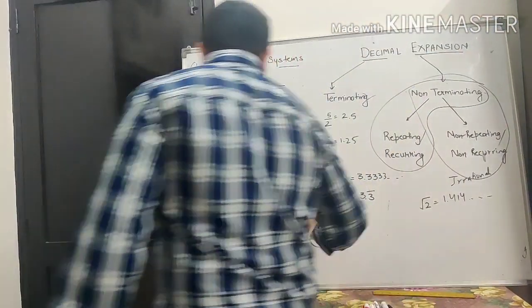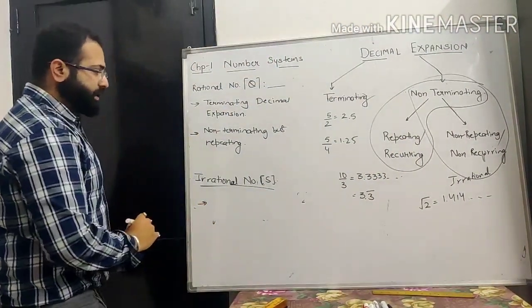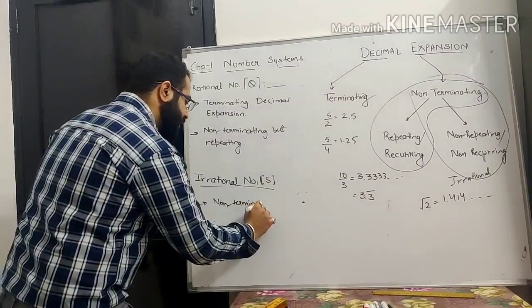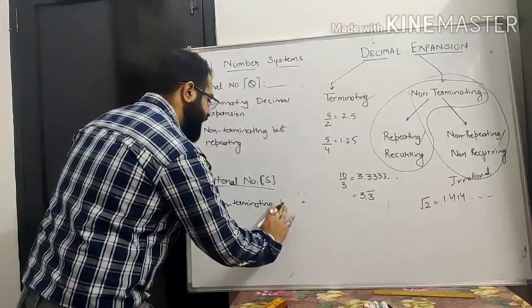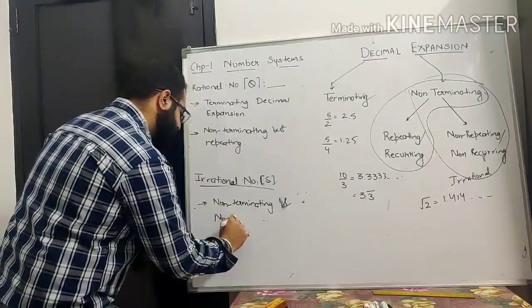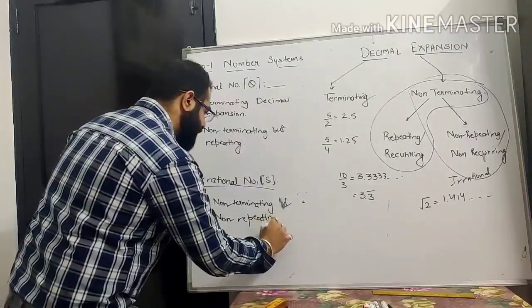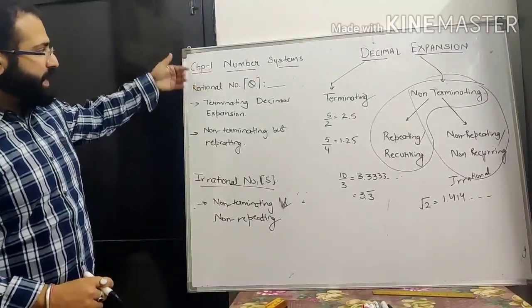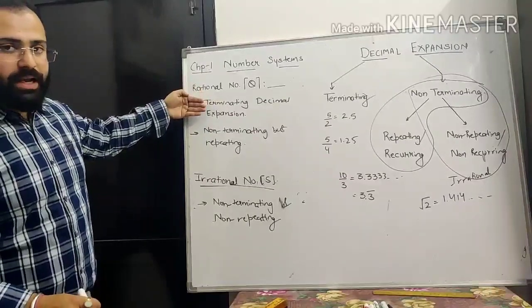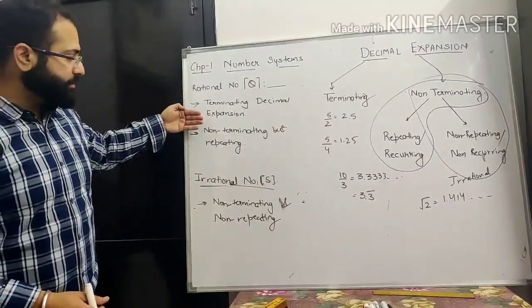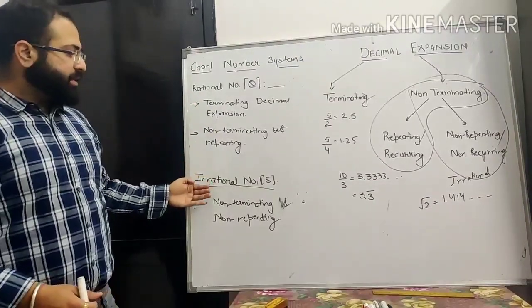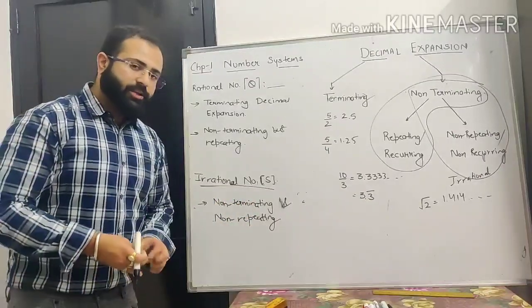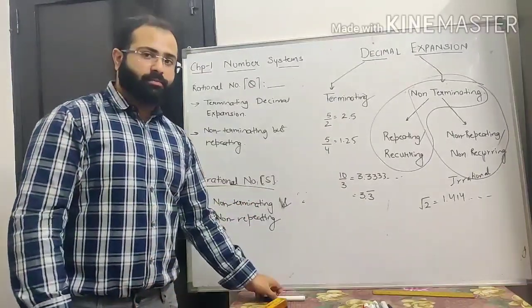So the irrational numbers are those in which the decimal expansion is non-terminating and non-repeating. I'm going to recapitulate this for you. The rational numbers, there are two types. Either they will have a terminating decimal expansion, and if it is non-terminating, the decimal expansion will be repeating. And for the irrational numbers, the decimal expansion is always non-terminating and non-repeating. In the next video, we will be learning to plot the rational and the irrational numbers on the number line.